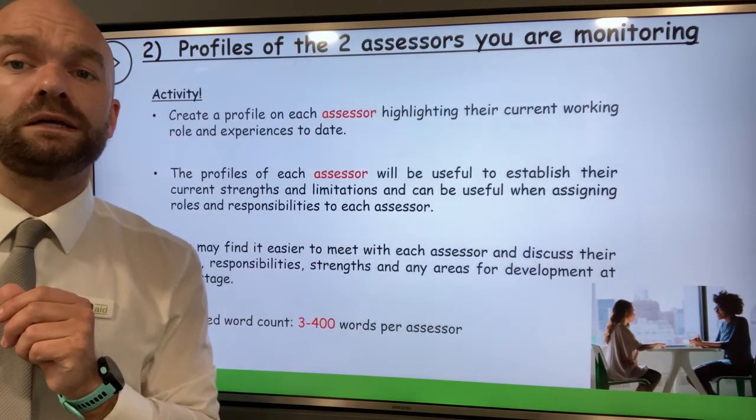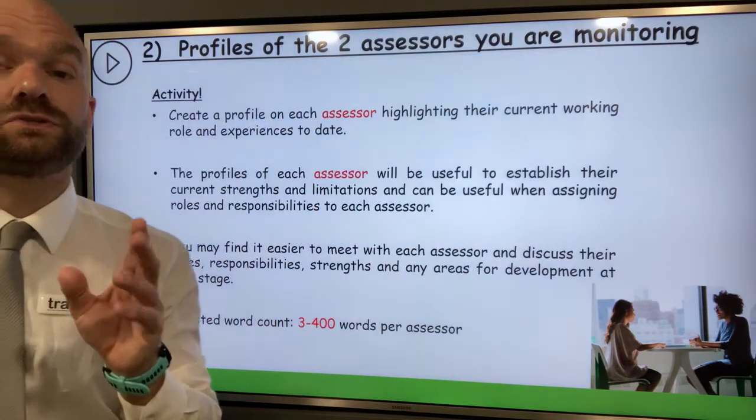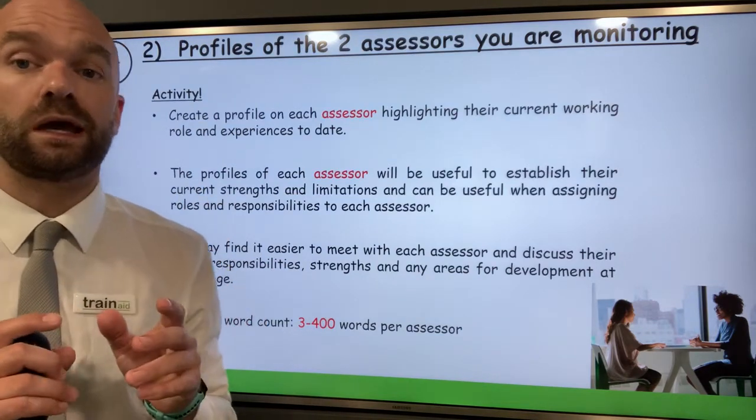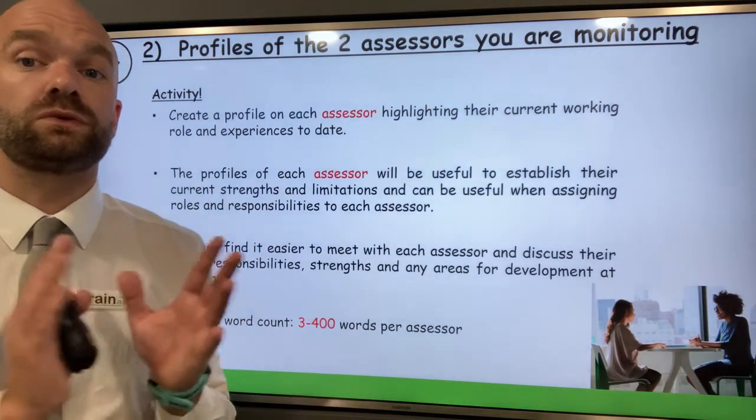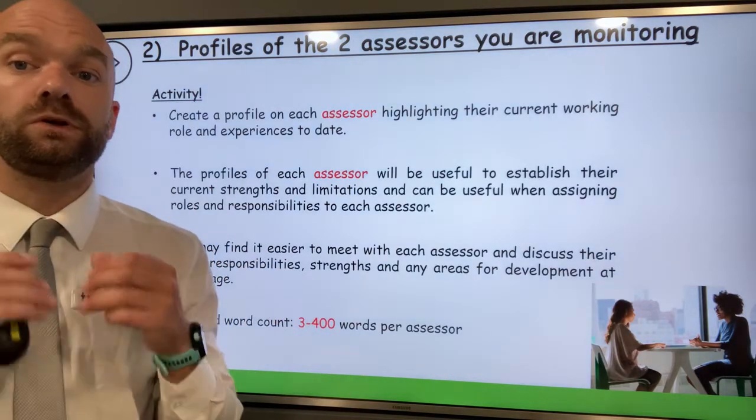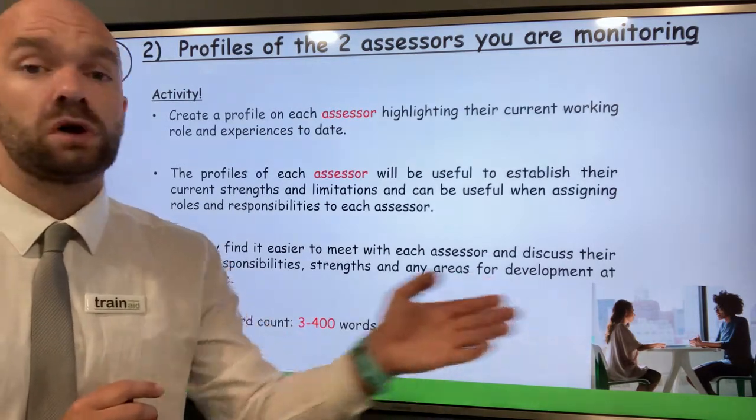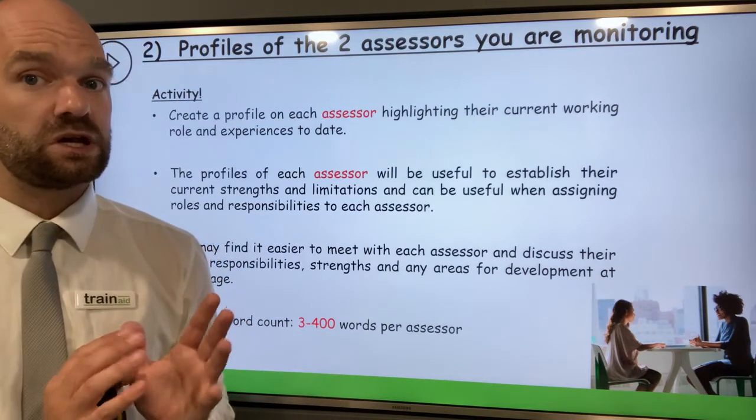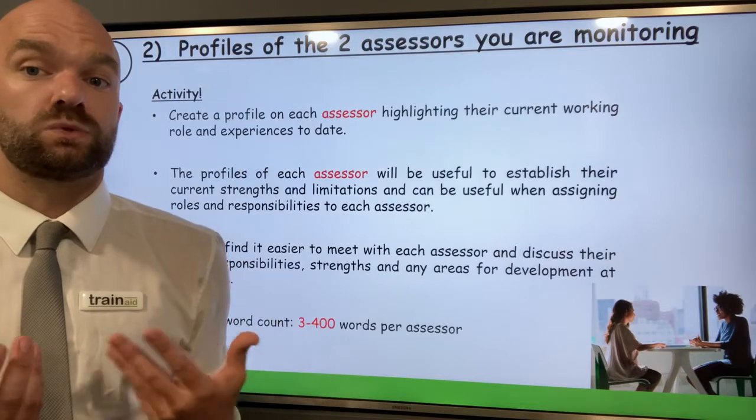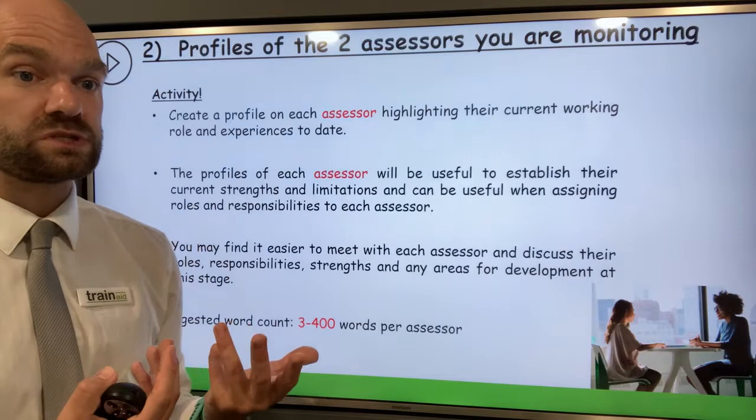For your IQA Unit 2, Section 2, Criteria 2, we would like you to create 2 profiles, 1 profile for each assessor. The suggested word count is between 300 to 400 words per profile, per assessor, but you can write as much as you like. It might be easier for you, of course, to meet with your assessor to describe their working role and to issue some targets as well. So think about their strengths and of course any areas for development as well.